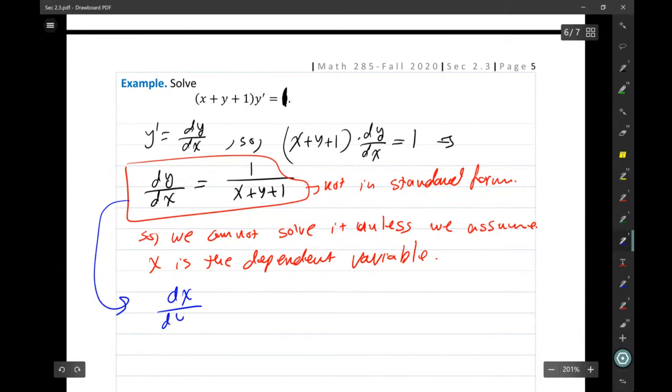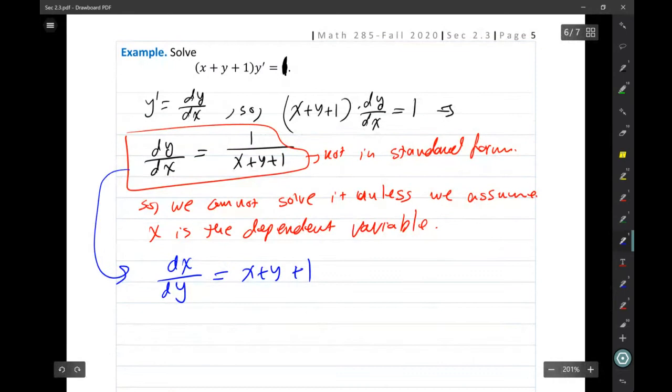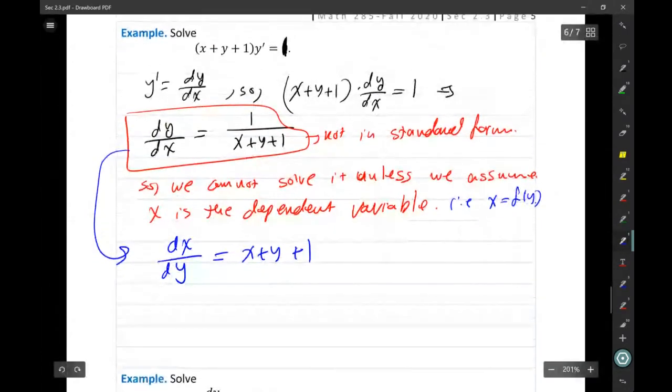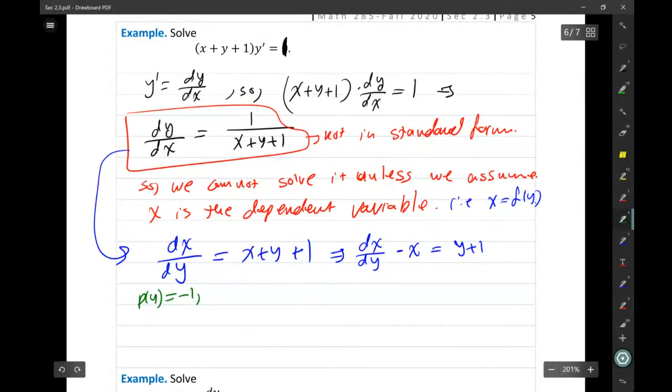I mean dx by dy is equal to x plus y plus 1. Now x is a function of y. In this case, you will have dx by dy minus x is equal to y plus 1. Therefore, here we will have p of y equal to minus 1, and the function f of y equal to y plus 1.